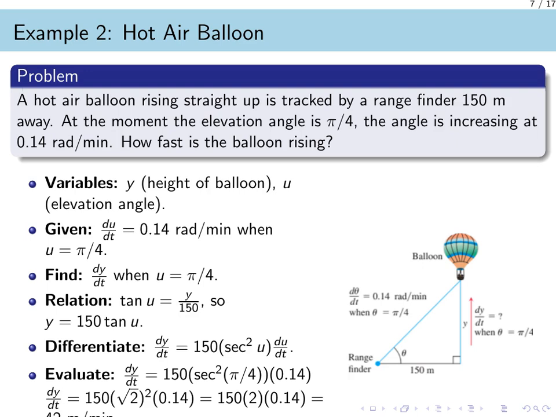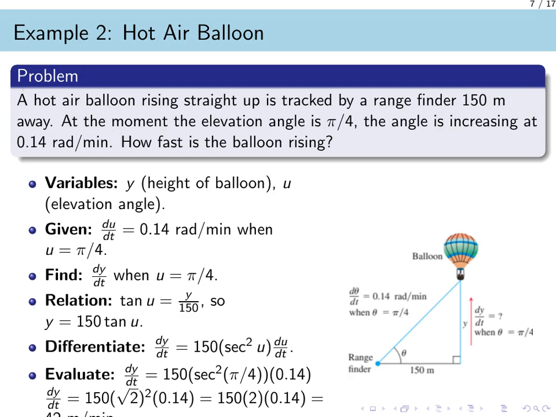The next crucial step is to differentiate this entire equation with respect to time, which gives us a new equation relating their rates. dy/dt equals 150 times the quantity secant squared of u, all times du/dt.